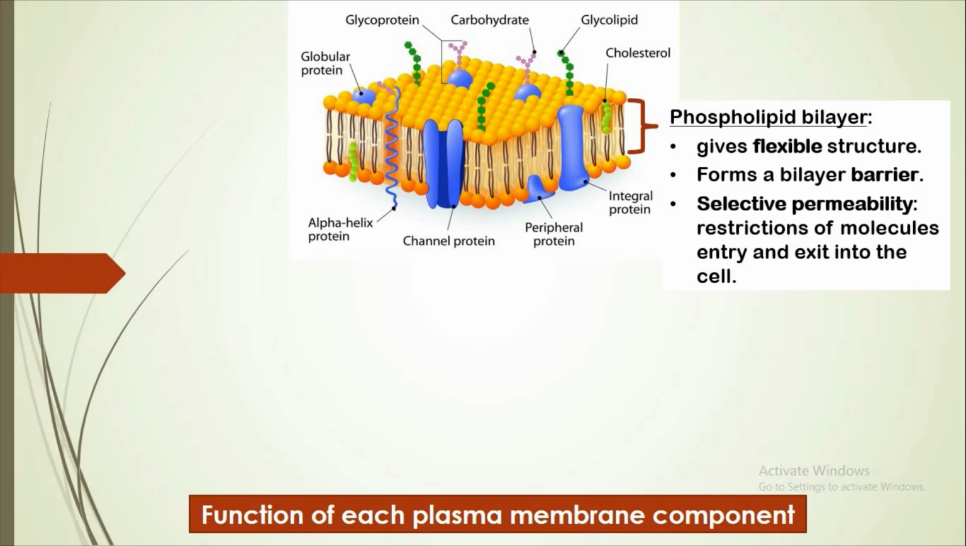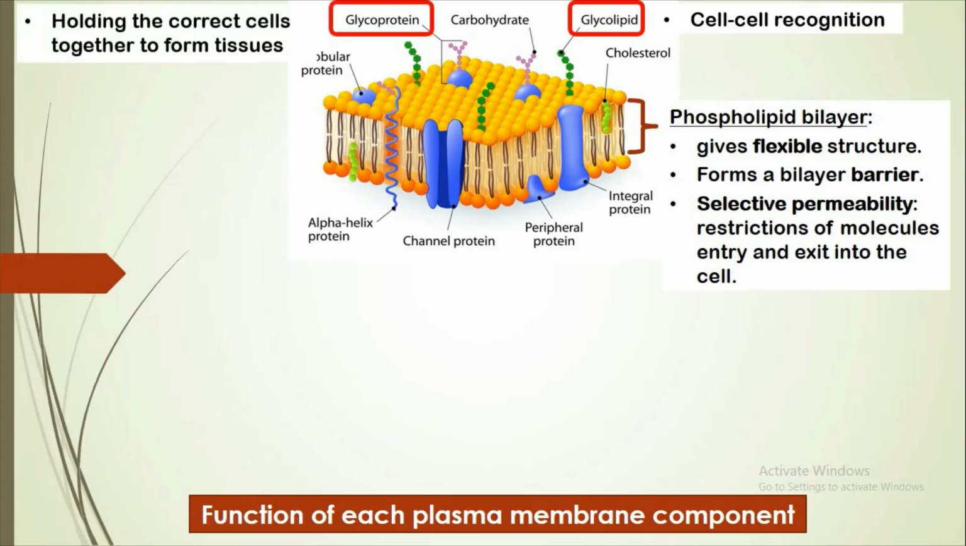Barrier works by forming selective permeability, which means the restriction of molecules entering and exiting the cell. Next, we have the glycolipid. Glycolipid is mainly used for cell recognition, and then we have the glycoprotein. Glycoprotein is involved in holding the correct cells together to form tissues, such as in muscle or nerve tissues.